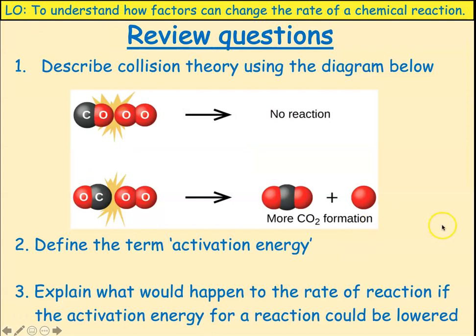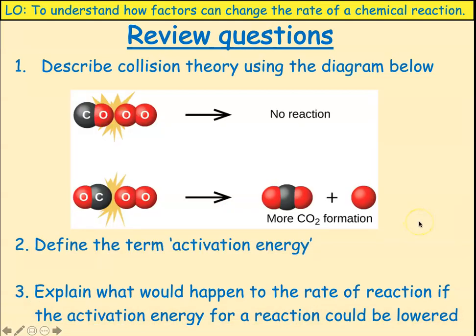Okay, so let's have a little look at what we've learned so far. So I want you to be able to look at those two reactions and, using the collision theory, explain why the first one's not got a reaction and the second one has. What is the term activation energy? What do we mean by that? And explain what would happen to the rate of reaction if the activation energy for a reaction could actually be made a bit lower. So please, can you pause the video now and attempt those questions?